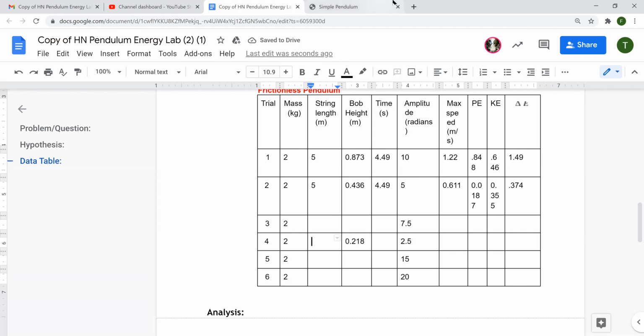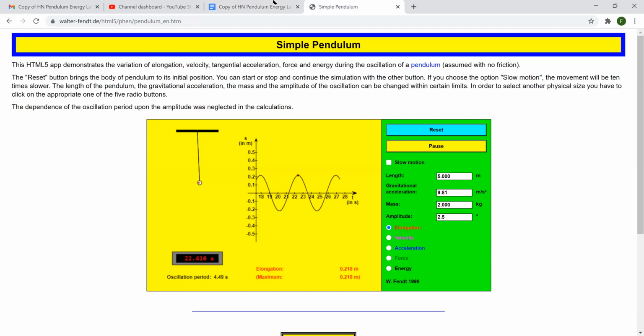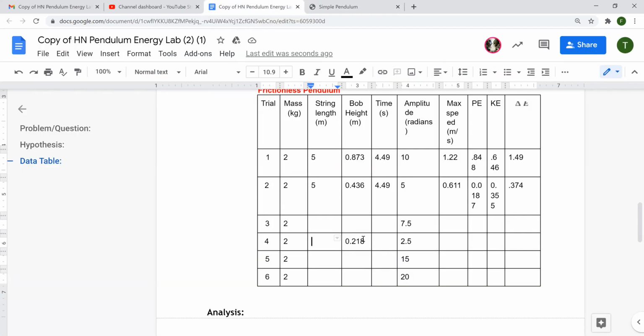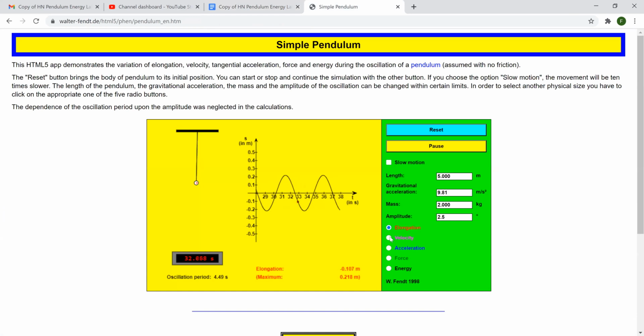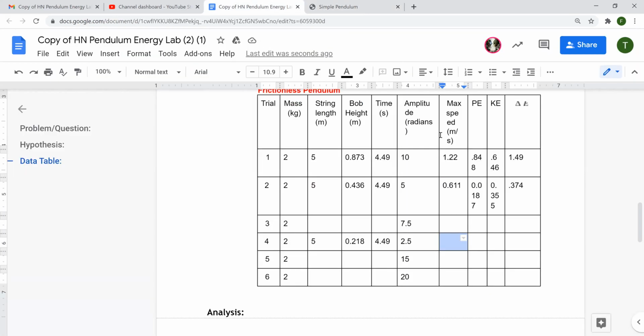What did I say for the string length? Oh, that is the string length. Oh no, that's the same. We didn't change that. The time is still 4.49 seconds. And what we should see is a decrease in the maximum velocity because it's not swinging as fast. So 0.306. Yeah, it did decrease, right?